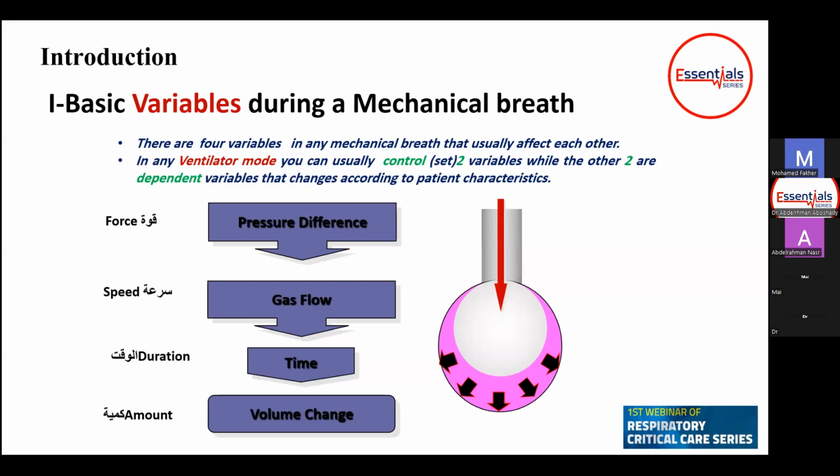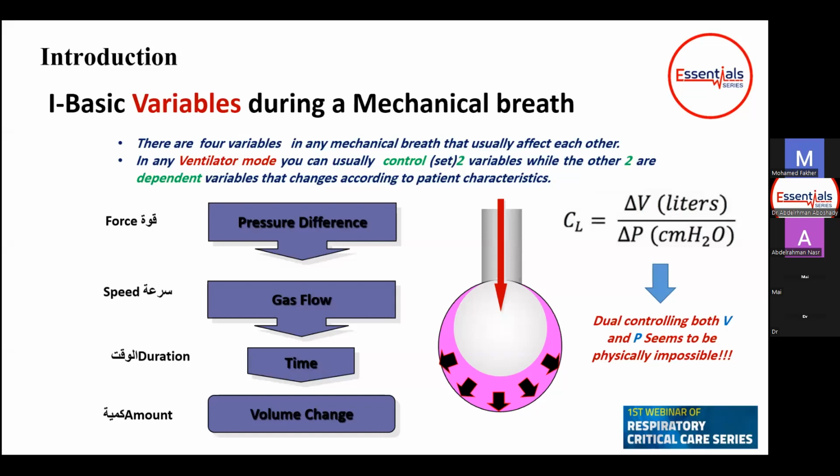Okay. In a ventilator mode, you can usually control and set only two variables. So you either set the volume, tidal volume, and the flow, or you set the pressure and the time, okay? And we know that the compliance of the respiratory system equals the delta volume over the delta pressure. So if we control the pressure, we cannot control the volume at the same time for a given lung compliance. When we control the volume, we cannot control the pressure at the same time. So dual controlling of both the volume and pressure from the physical point of view is impossible.